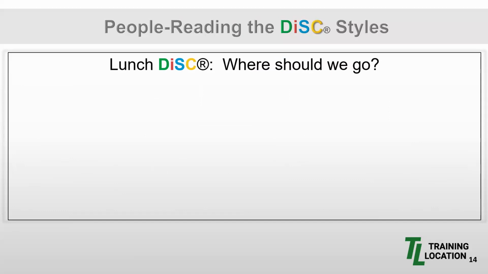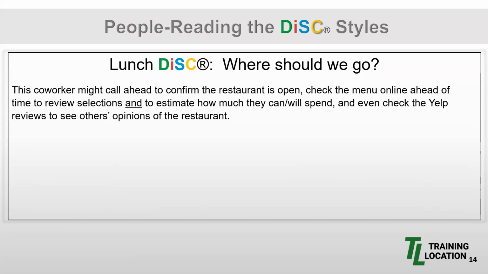Here's a favorite activity of mine when discussing DiSC styles around the topic, and I call it "Let's grab lunch," or "Where should we go for lunch?" This coworker might call ahead to confirm the restaurant is open, check the menu online ahead of time to review the selections and to estimate how much they can and will spend, and even check the Yelp reviews to see others' opinions of the restaurant. My guess is you're dealing with a C or a Conscientious style, and again, always knowing nothing else, just on behaviors.